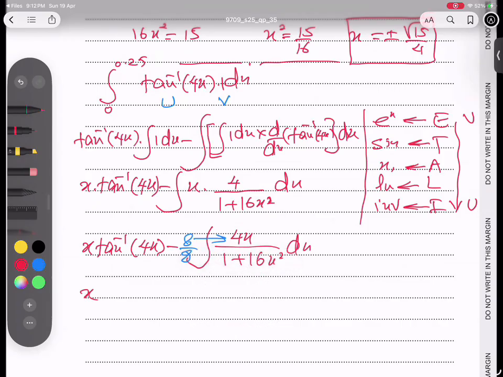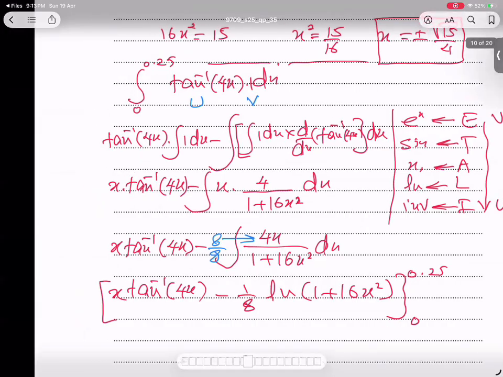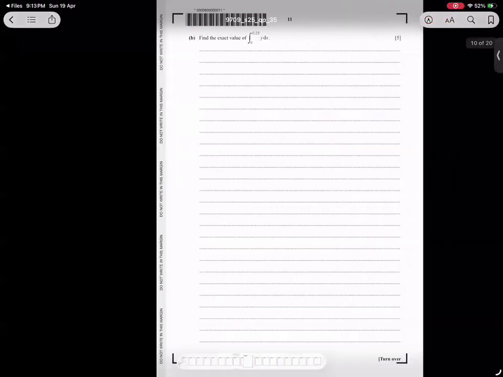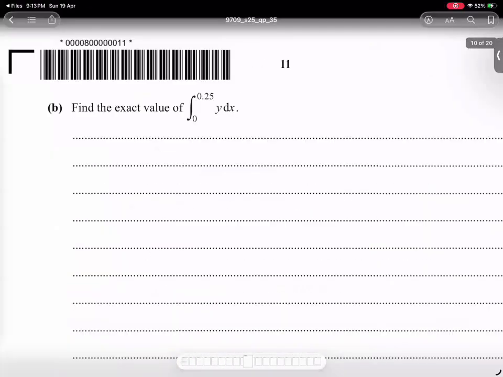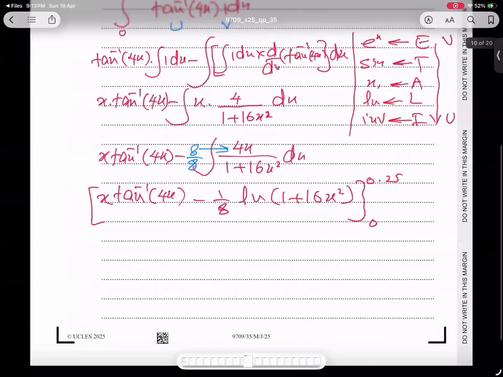So here I got x tan inverse of 4x minus 1 over 8 logarithm of 1 plus 16x to power 2, and the limit is very clear. I'm going to plug in the limits, 0 to 0.25. And let me check, did he ask you exact or what? Exact he's asking. So we have to give the exact value. Up till here, very clear. And now I'm going to plug in one by one.